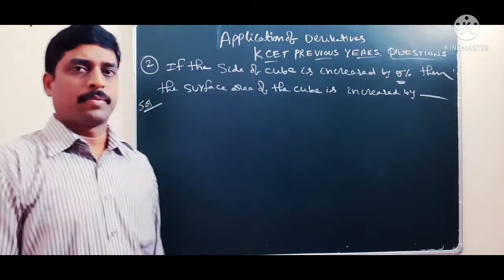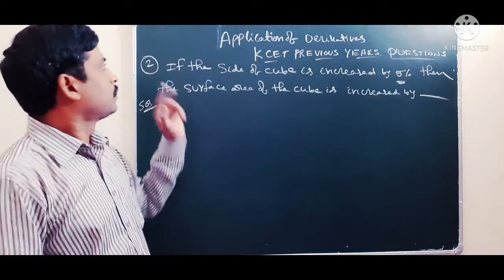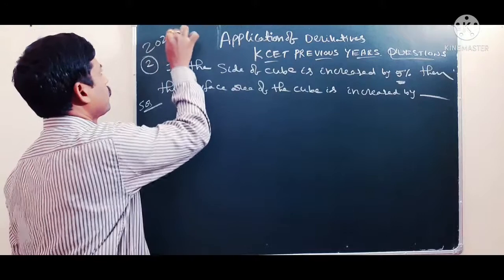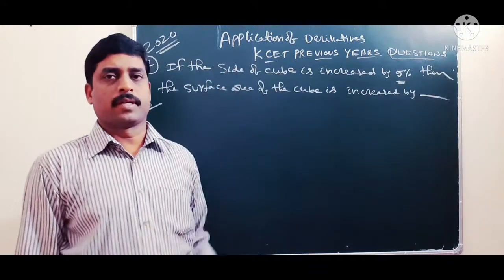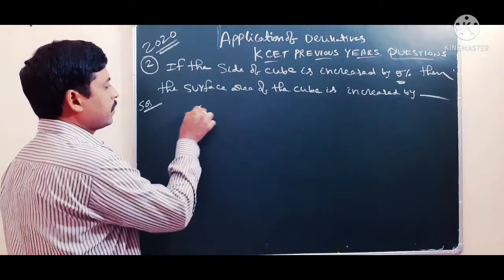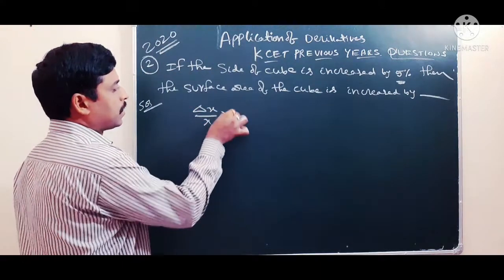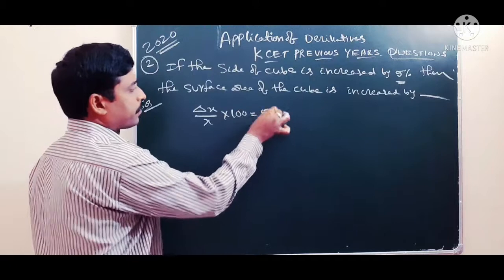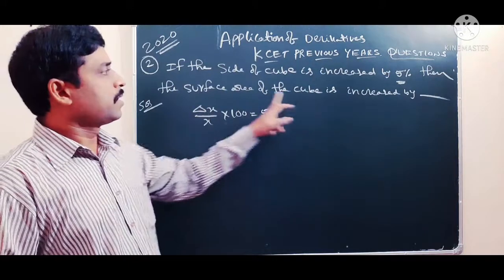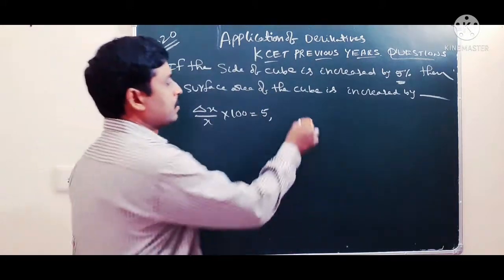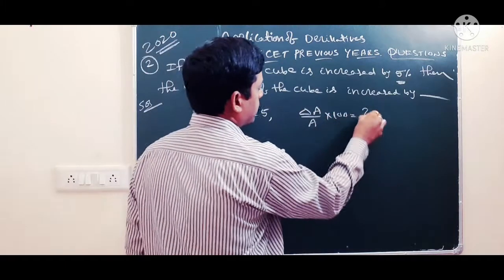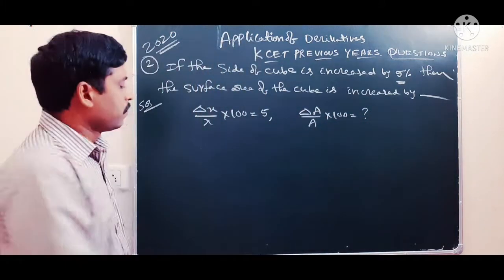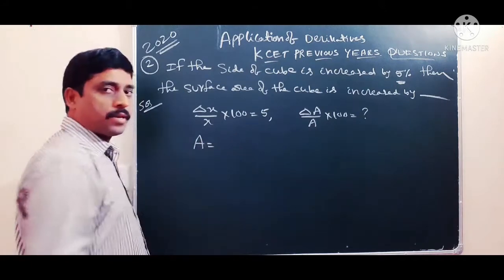Let us go to the next problem. This is from 2020 question. If the side of a cube is increased by 5%, so what is given? Delta x by x into 100 is equal to 5. Then the surface area of the cube is increased by, so delta A by A into 100. This is our target, where A is the surface area of the cube.